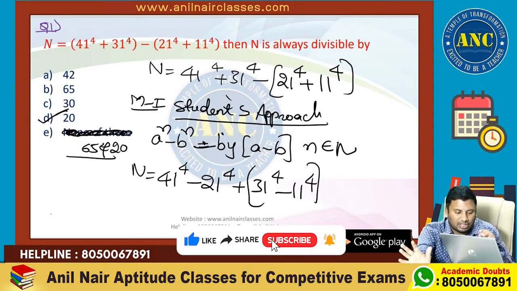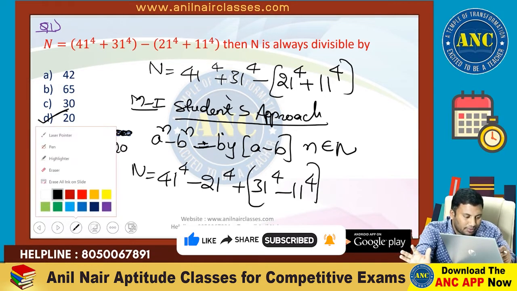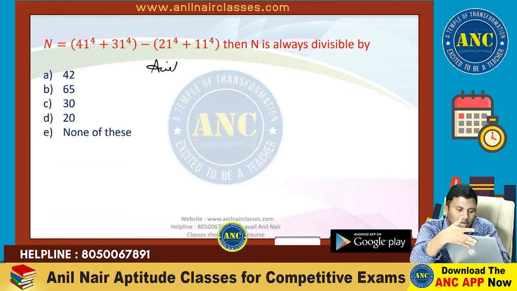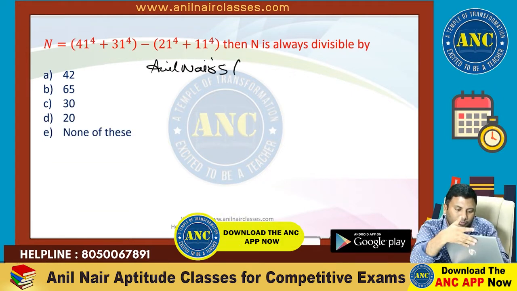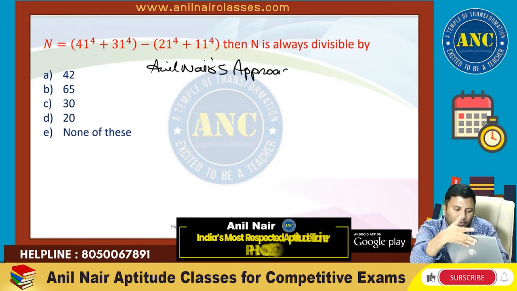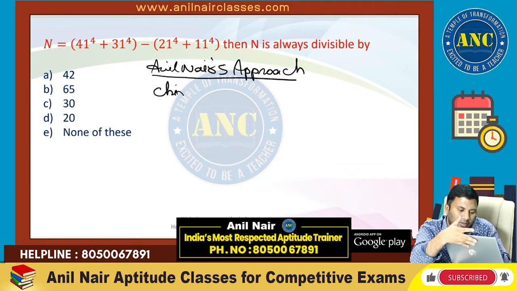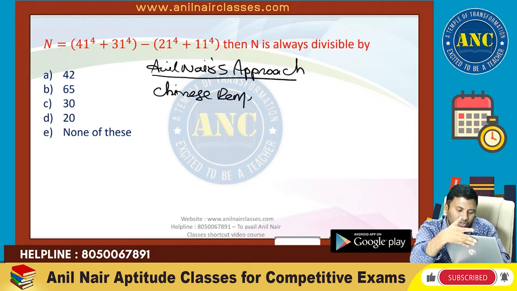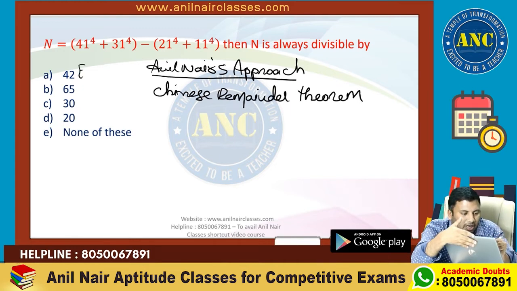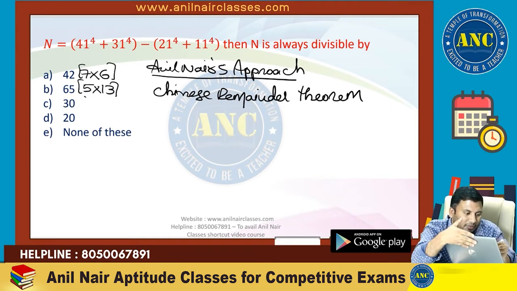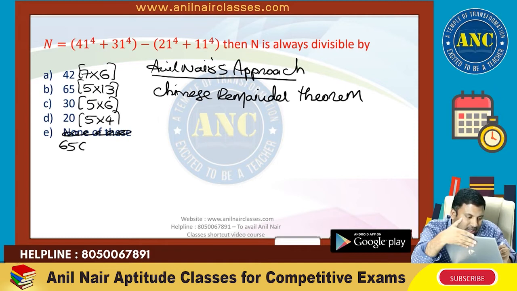Now see here, this is the student's approach. How will I solve this question? I will use the Chinese remainder theorem. First, I will express the answers as a product of two coprimes. 42 is 7 into 6. 65 is 5 into 13. 30 is 5 into 6. 20 is 5 into 4. The fifth option, I will remove it and I will write it as 65 and 20. I will tell you why I am writing like this.